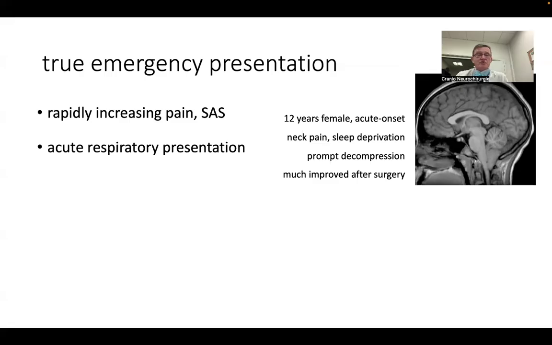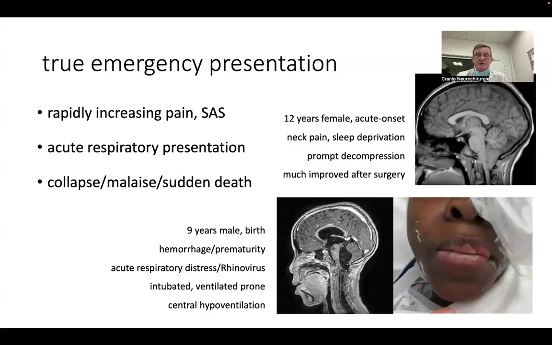Besides that, we also have true emergency presentations with rapidly increasing pain, with sleep apneas, and acute respiratory presentation. This is an example of a 12-year-old female who had acute onset of neck pain and sleep deprivation. She underwent prompt decompression within a week or two after the diagnosis, and she was very much improved after surgery. You can even have patients presenting with a collapse, with a malaise, or even a sudden death.